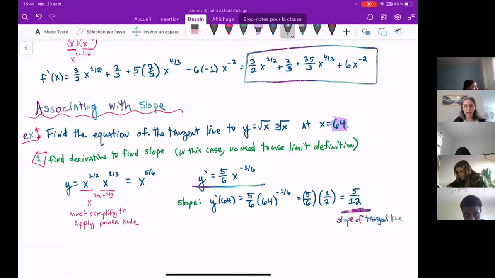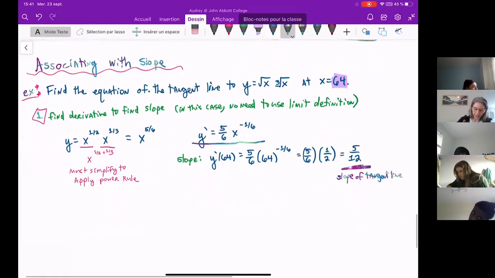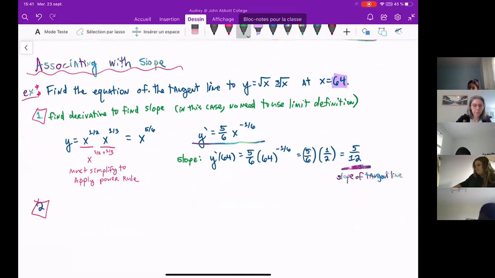Were you guys all able to get the 5/12 for me? Good. So then what's my next step? Once I have the slope, we move on to the next step, which is what? Anyone remember? The point. We just need 1 point. So I need the y value of the point. And I find that by plugging into the original function.